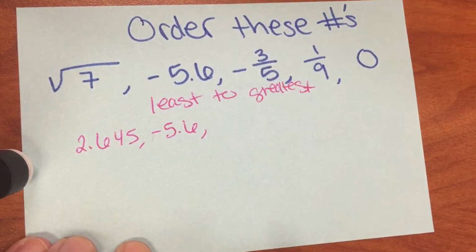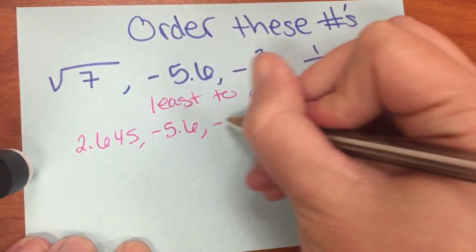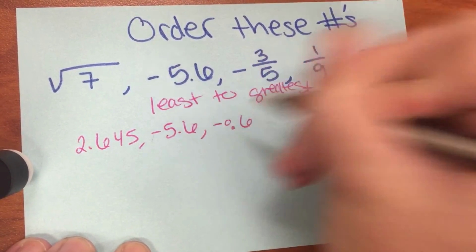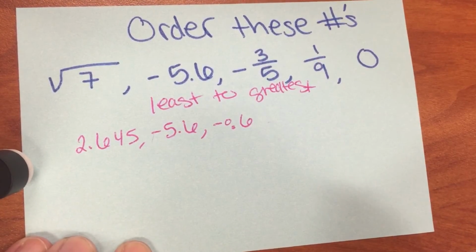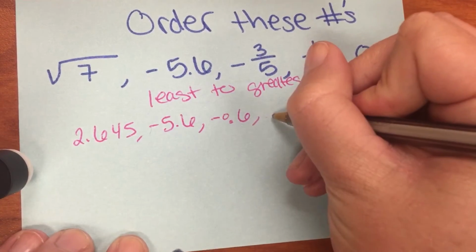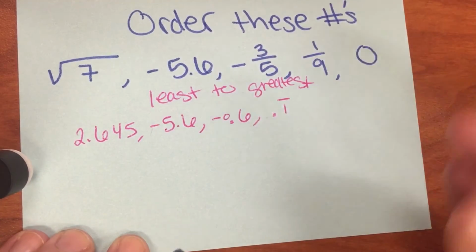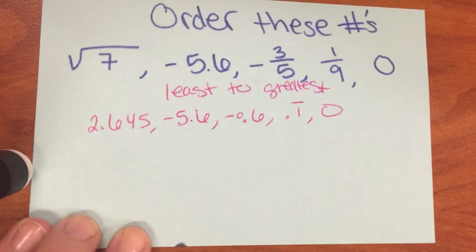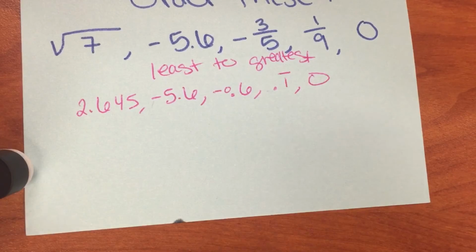The decimal for negative 3/5? It is negative 0.6. I'm going to add a little zero there. 1/9? I don't know that one by memory. That is 0.1111111, 0.1 repeating. There you go. And 0. Very good. So now we're going to separate our positives from our negatives.